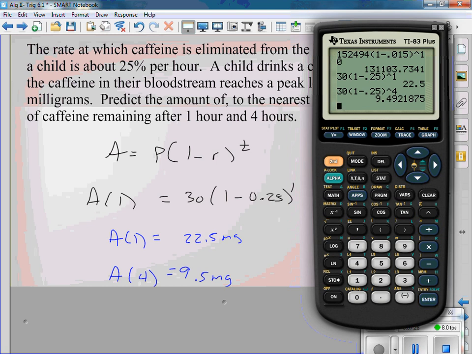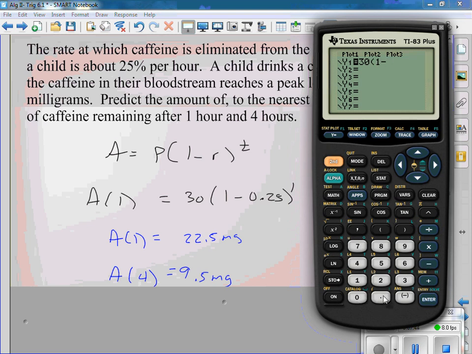Let's see if we can find out when it's 0, when you have no caffeine left in your system. So let's go into the equation. Y equals. I'm going to type in 30 times 1 minus 0.25, or you can just write 0.75 to the, what's changing every single problem? The hour, so I'm going to make it the x power. Now, I'm just going to make sure, second table set, second window. Yours should start at 0 and be delta 1, correct? Do second graph.